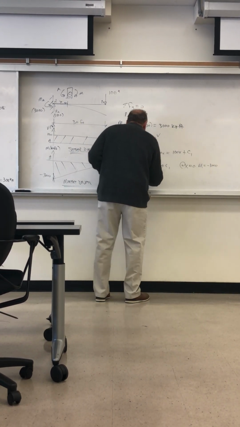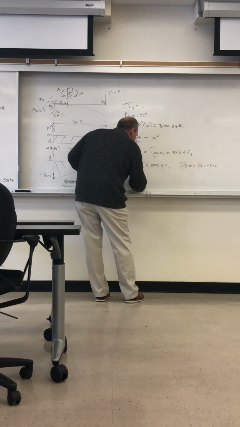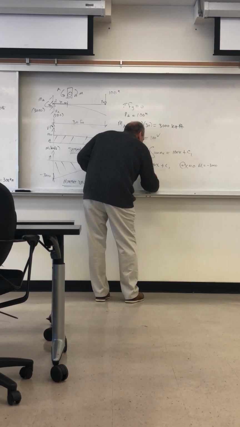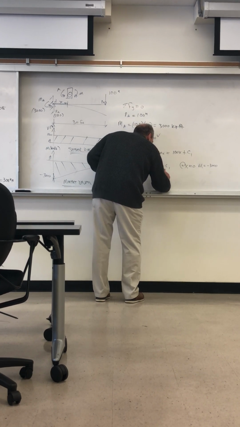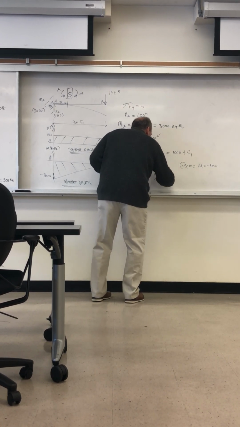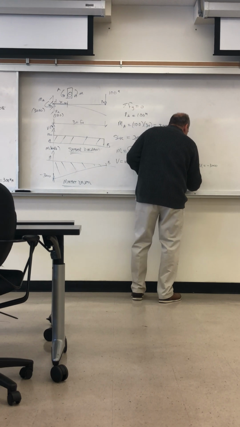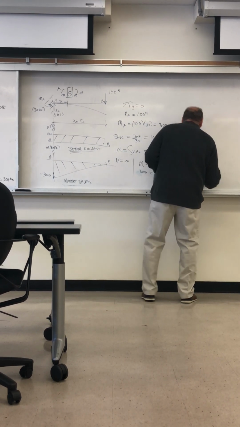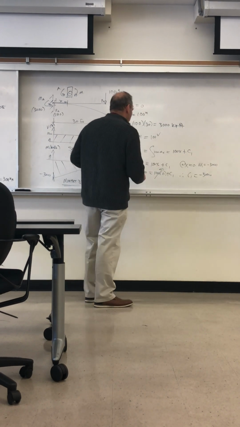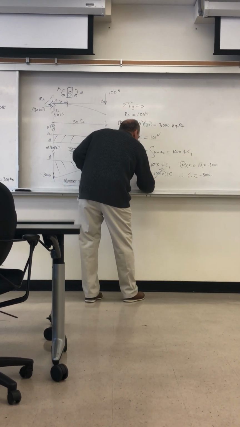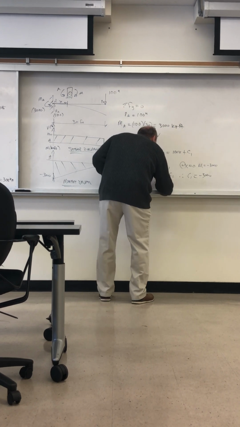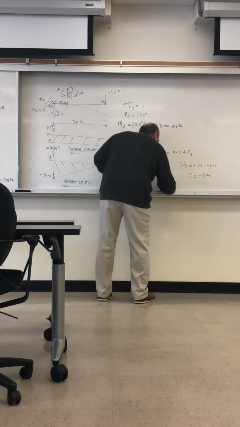So we have 0, no, not 0, minus 3,000 equals 100 times 0 plus C1. This goes out, so C1 is minus 3,000. And then therefore we have M is minus 3,000, which is C1, that value, plus 100x.